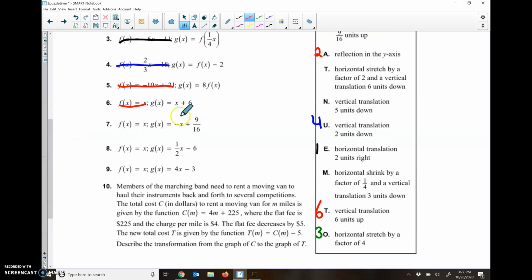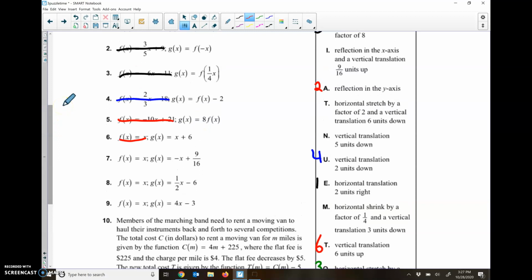Number 7, kind of the same thing. This one has 2 things going on. So it has a negative. Remember, when it has a negative, then we know it's a reflection. And then it says plus 9/16. And again, kind of like number 6, there's no parentheses or anything. So that's going to be 9/16 units up. And it's going to be a reflection in the x-axis. So we're looking at letter I here, so number 7.